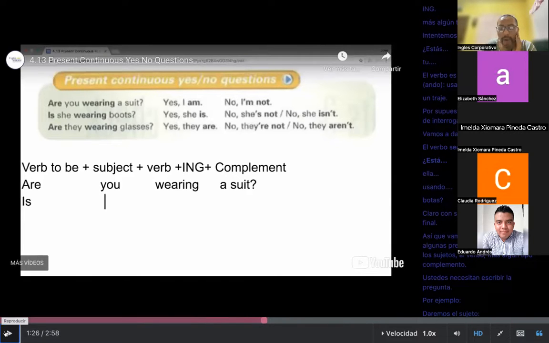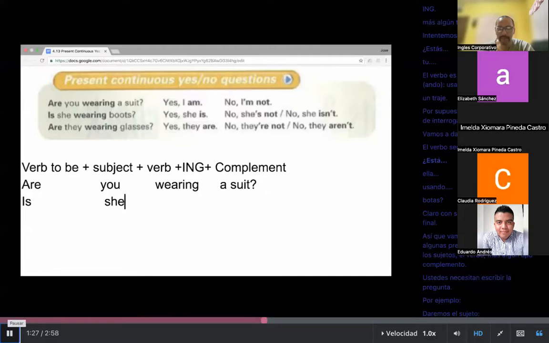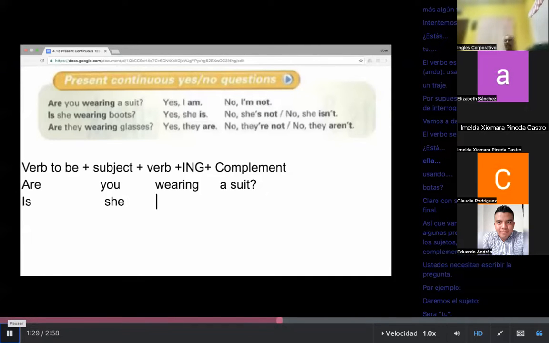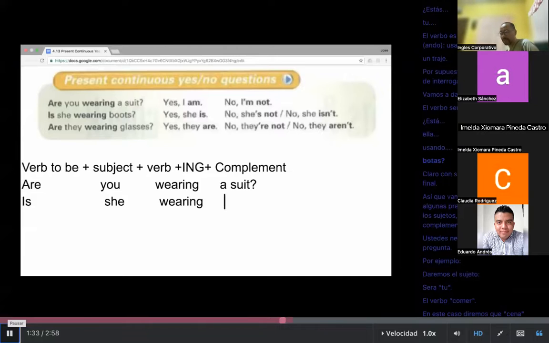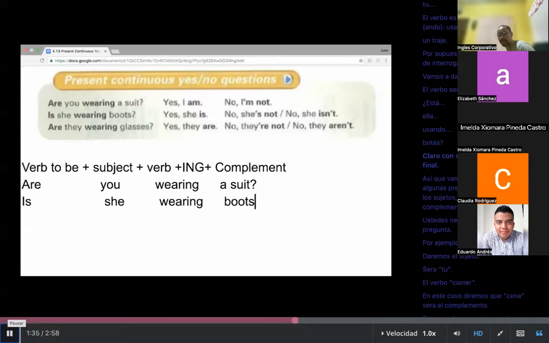¿Qué significaba wearing? Esto lo vimos ayer. Vistiendo, usando, tener puesto. Muy bien. Esa es la idea. Is she wearing boots? And of course, question mark at the end.